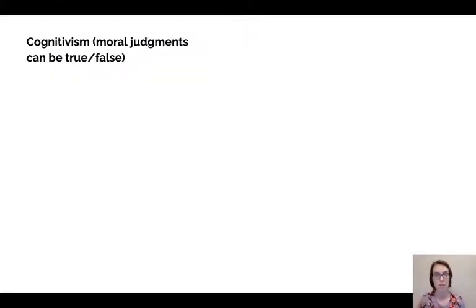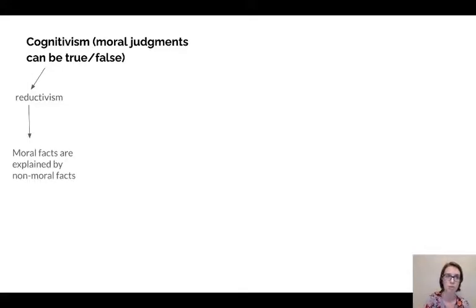But that's not the only distinction one can make. There are further distinctions within these categories. So suppose we go back to the view that moral judgments can be true or false, and so in this sense are more like beliefs, cognitivism. Well, I could be a reductivist about moral judgments, and that would mean that I think moral facts, so what makes moral judgments true and false? Moral facts. But on this view, moral facts are explained by non-moral facts. What kind of things might those be?